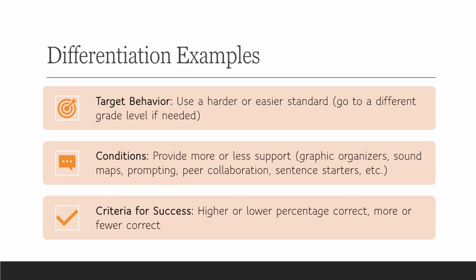So we can differentiate, again, the target behavior. You can make that harder or easier by choosing a different standard. You can change the conditions. So you can provide more or less support while they're carrying out this target behavior, or you can change the criteria for success and expect a higher or lower percentage, or fewer or more correct, or you can get them to add more.